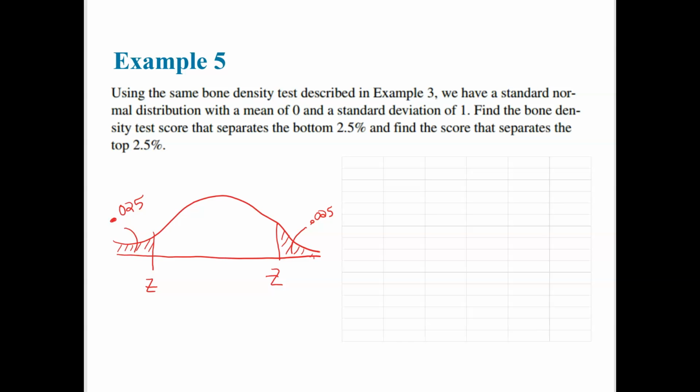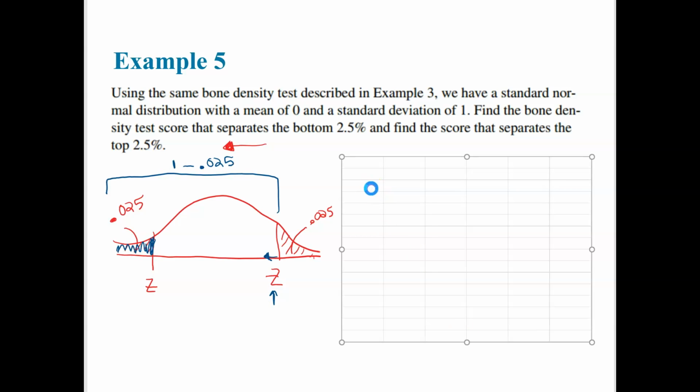Now, we know that the Excel only gives us the area to the left of the z-score. So we're only going to be able to determine this one right away, because it's already to the left. But to find this one, we need to figure out, well, what's to the left of this guy? How much is to the left? Well, remember, the total area is 1. Take away this little right tail here. So we'll take that away, and that can be the probability associated with this z-score.